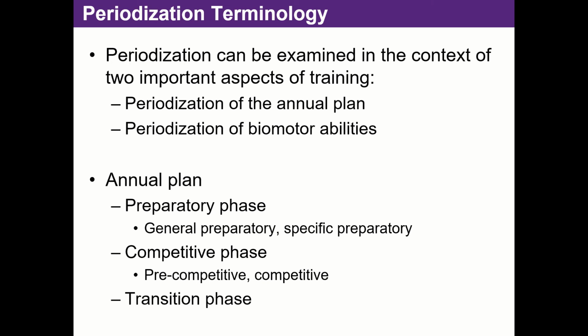So remember the annual plan, the big three components of the annual plan are the preparatory phase, and the first part of the preparatory phase is general preparatory. So that's when we're doing things like just having the athlete go out and run for 30 minutes, right? So you're working on general aerobic endurance.